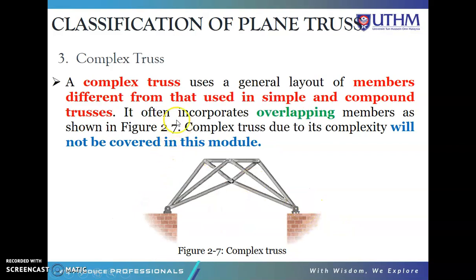Next is a complex truss. A complex truss uses a general layout of members different from that used in the simple and compound truss. It often incorporates overlapping members as shown here. So we have the overlapping members, but these types of trusses will not be covered in this module.